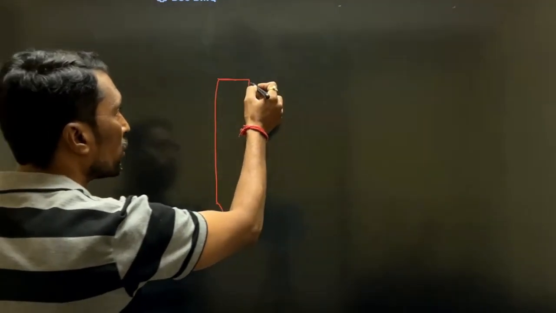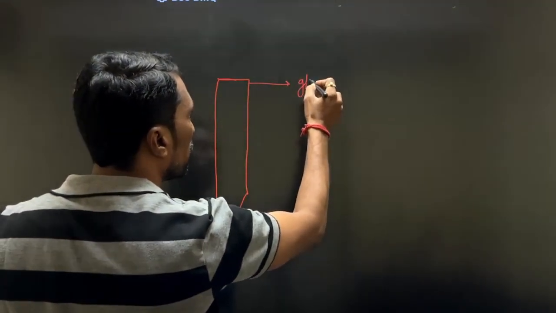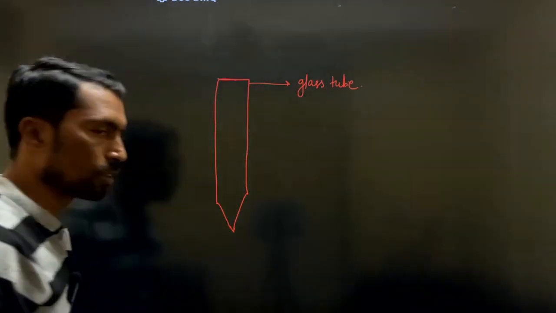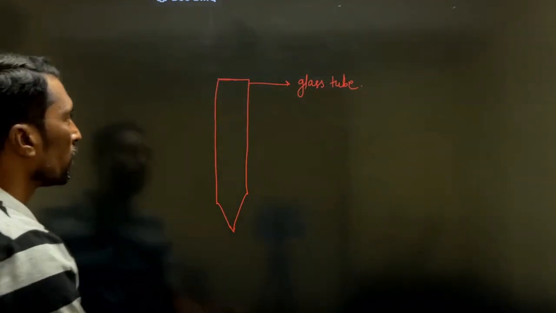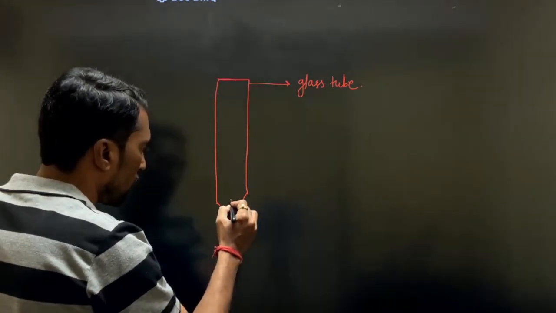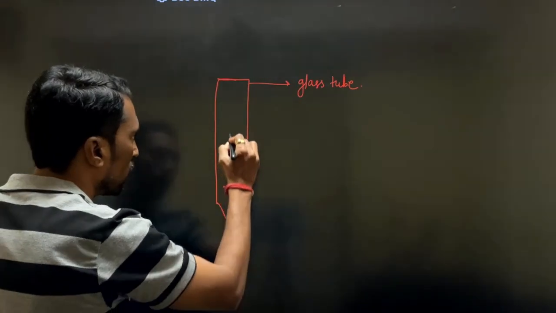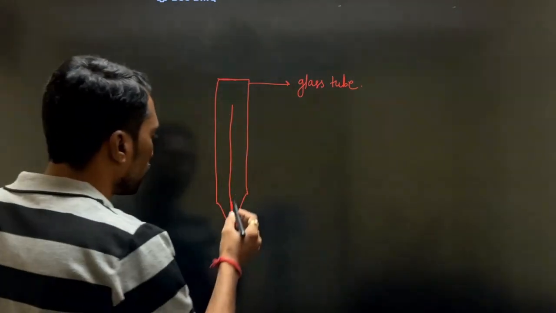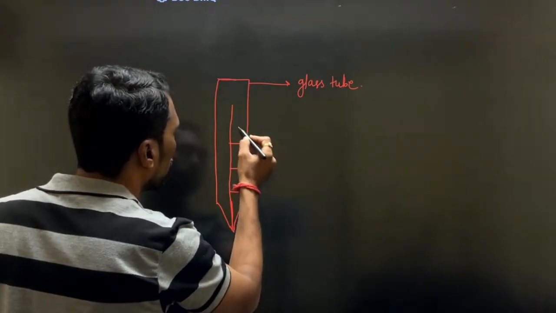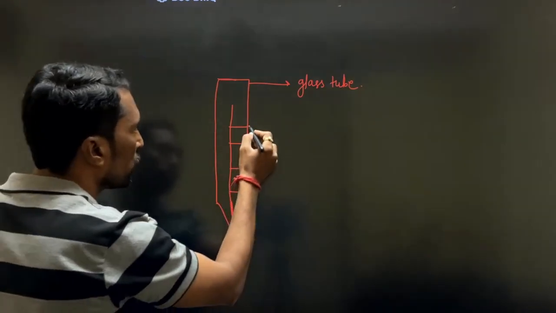Okay, this is called a glass tube. In a glass tube, starting from here, there is some marking. This marking shows the scale.